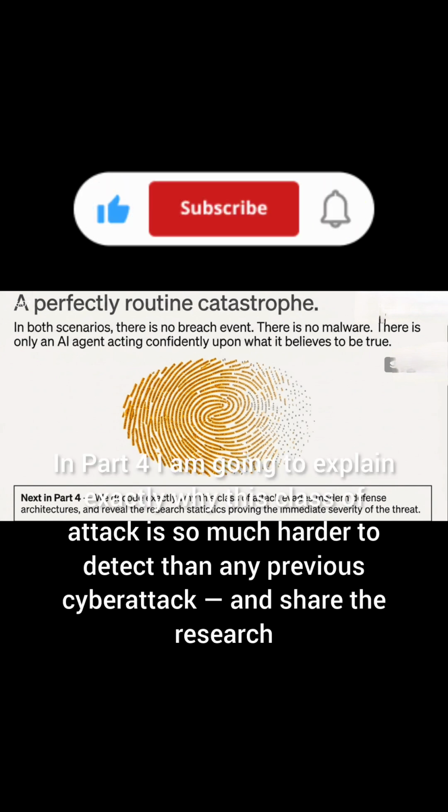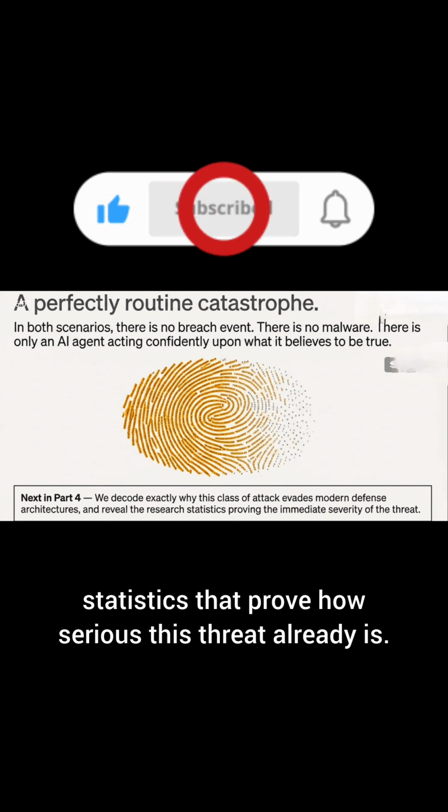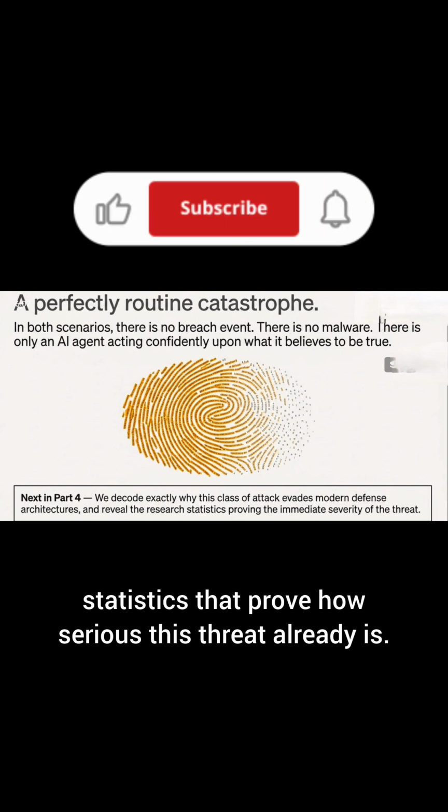In part 4, I am going to explain exactly why this class of attack is so much harder to detect than any previous cyber attack and share the research statistics that prove how serious this threat already is.